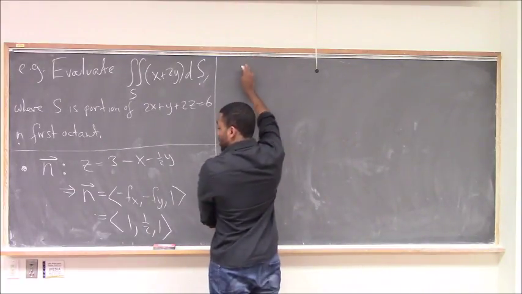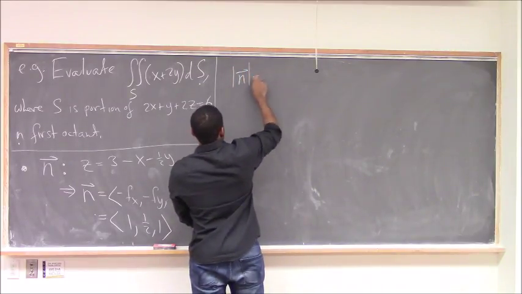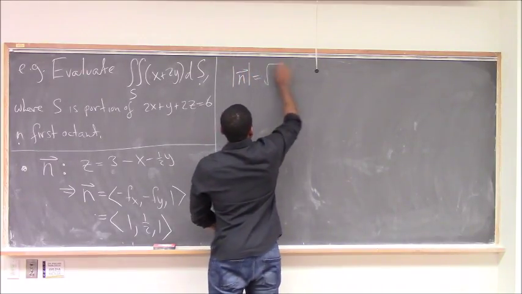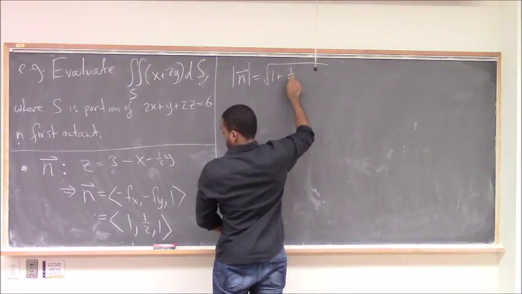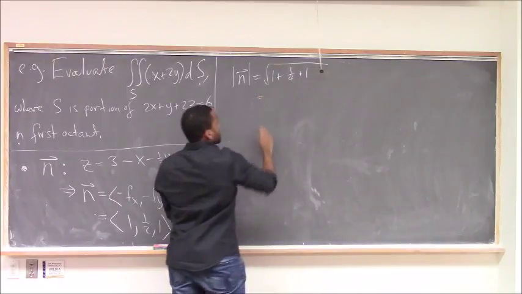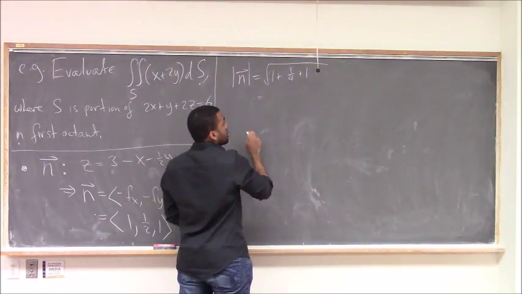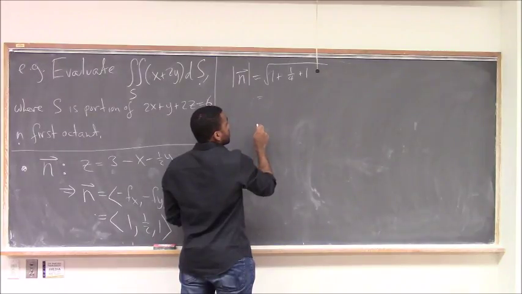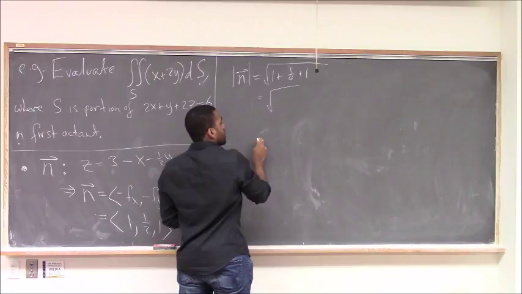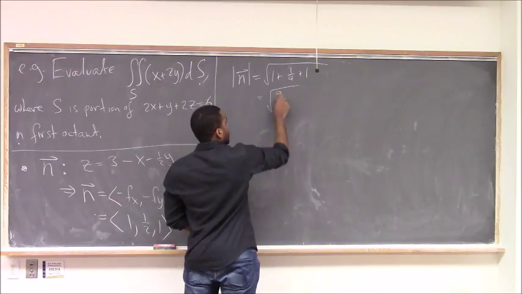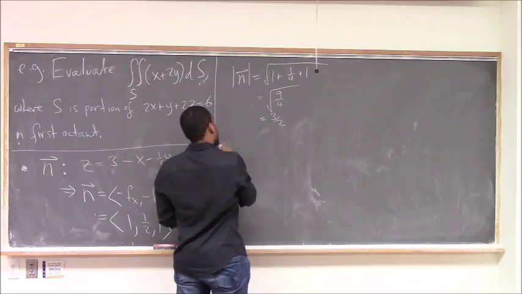So next, find the magnitude of n. That would be the radical of 1 plus a quarter plus 1. So that would be what? 1.5? If you take the radical of 9 over 4, it would be 9 over 4, plus 3 halves, 0, 2. Oh, that's going to be 1.5. Okay, so now what?